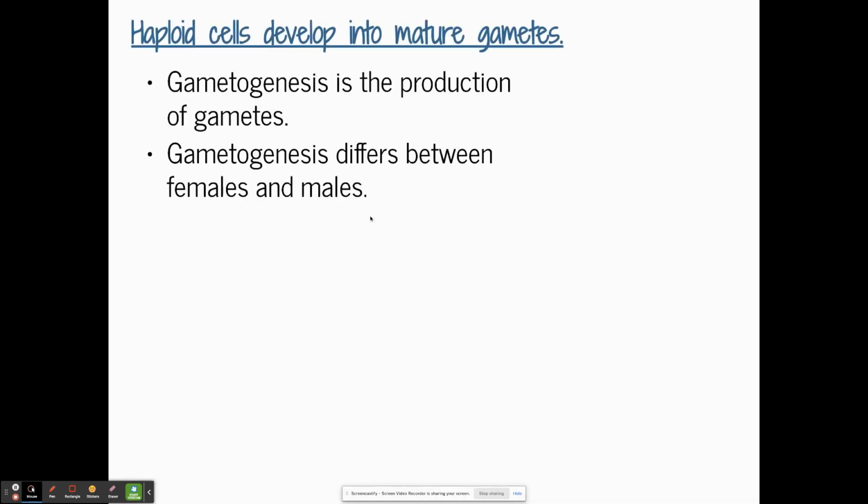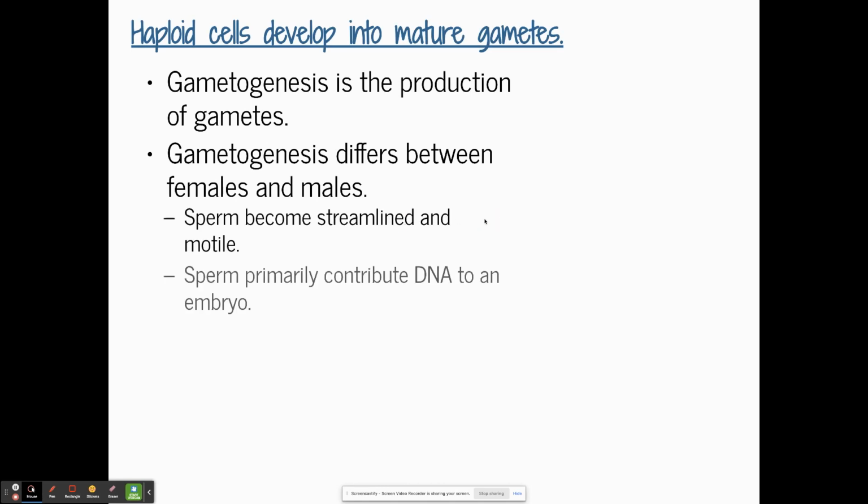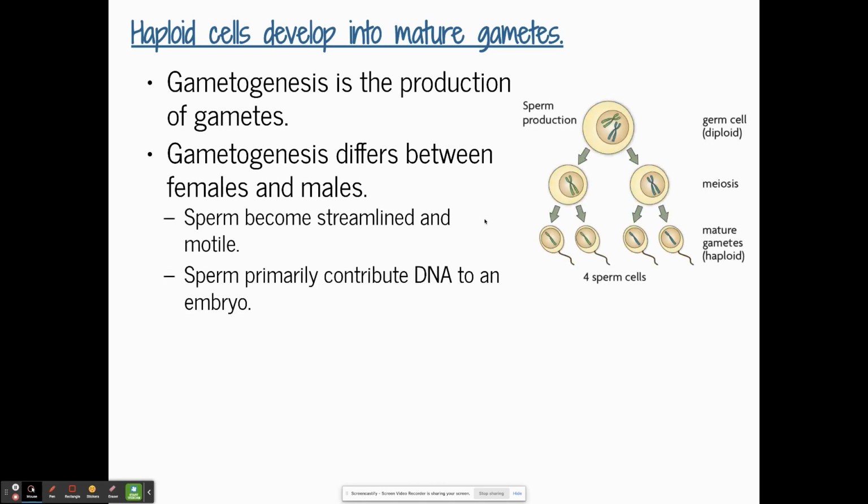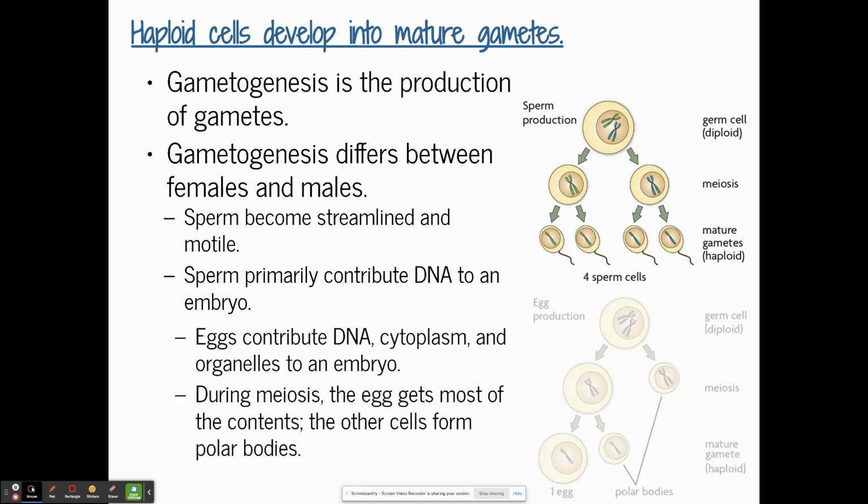In body cells, you retain the chromosome number. Right? Eventually, our haploid cells are going to develop into mature gametes. Gametogenesis, that's a term you should know, is the production of gametes, or the term used to make sex cells. Gametogenesis differs between females and males. In males, the sperm becomes streamlined and motile. Motile meaning that they grow a tail, they're able to move. And sperm contribute primarily DNA to the embryo.